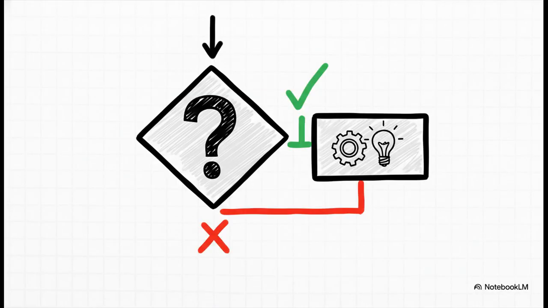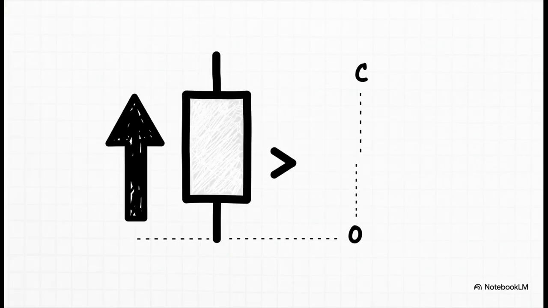So let's look at the basic structure. It all starts with that word if, followed by some kind of condition inside the parentheses. Just think of that condition as a simple true or false question. If the answer to the question is true, the code inside those curly braces runs. If it's false, the program just skips right over that block of code. Simple as that.